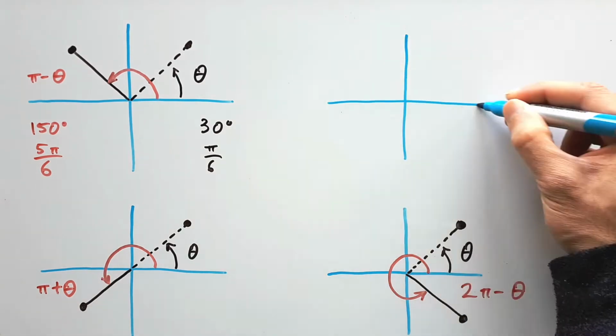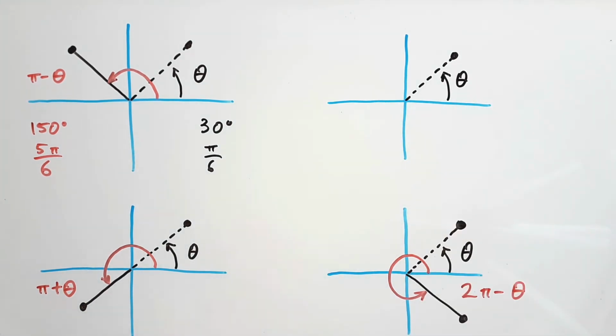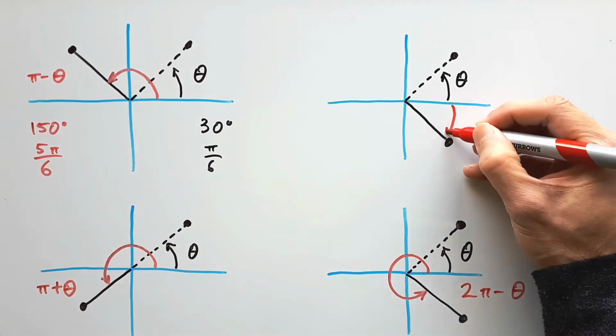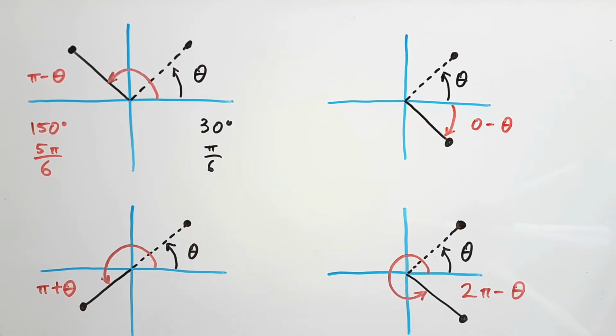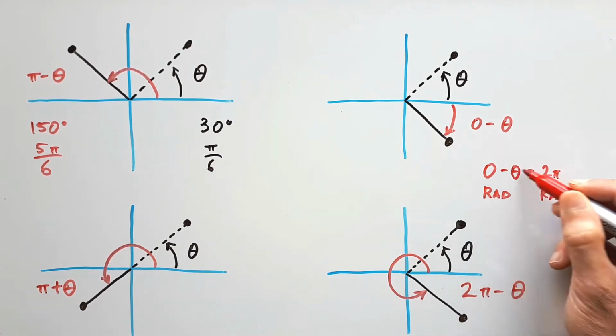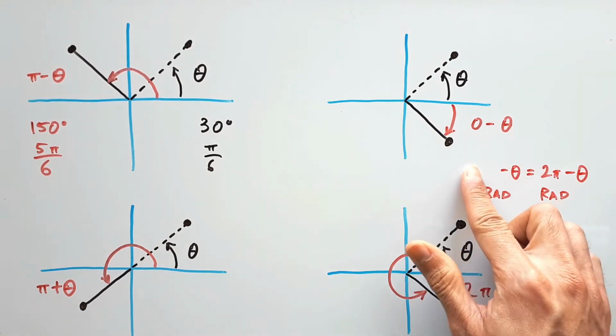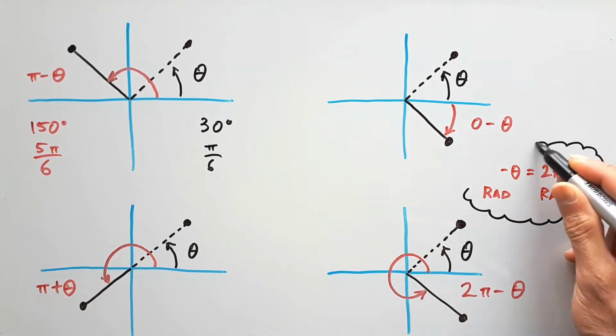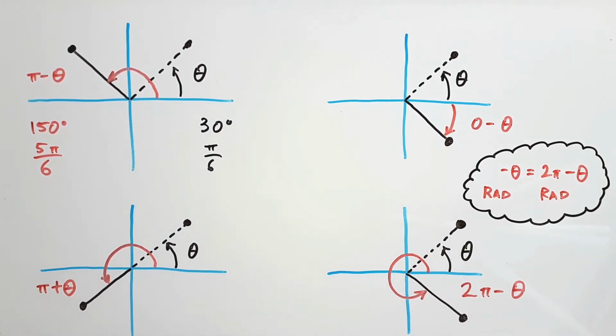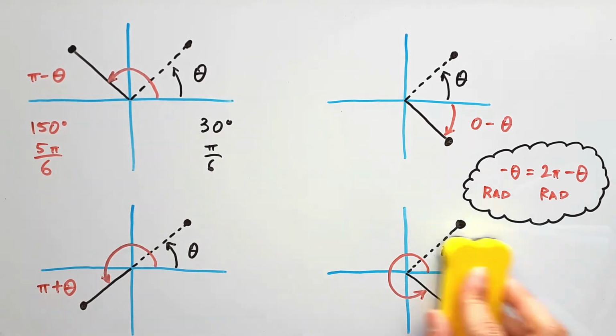Now, a special case we need to address is negative theta. When we subtract theta from 0, the angle is found in the fourth quadrant and is symmetrical to theta. Since 0 and 2 pi are the same angle, we can say 0 minus theta, or just negative theta, is the same thing as 2 pi minus theta. Don't treat it any differently.